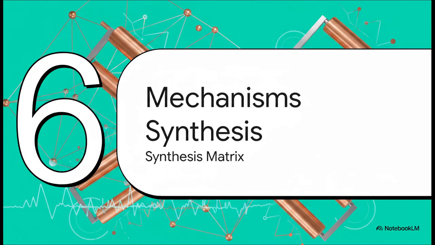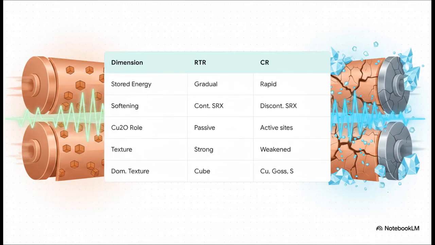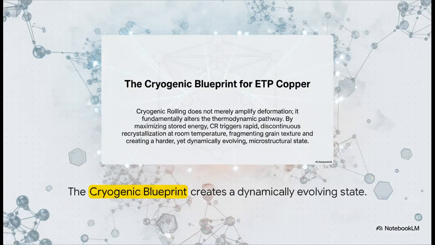Section 6. Synthesis of the mechanisms. Let's bring it all together with this summary matrix comparing our two processes head-to-head. Room temperature rolling is all about gradual energy accumulation and continuous mechanisms, leaving us with passive particles and strong cube textures. But cryogenic rolling, it's a completely different beast. We're talking rapid, extreme energy accumulation that drives discontinuous mechanisms and particle-stimulated nucleation, which ultimately gives us a fragmented, weakened macroscopic texture.